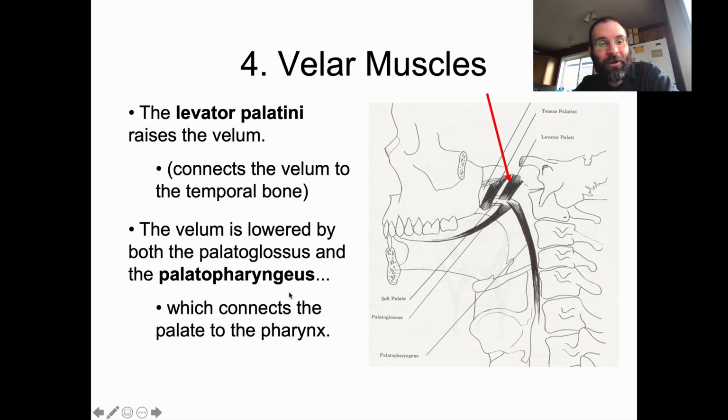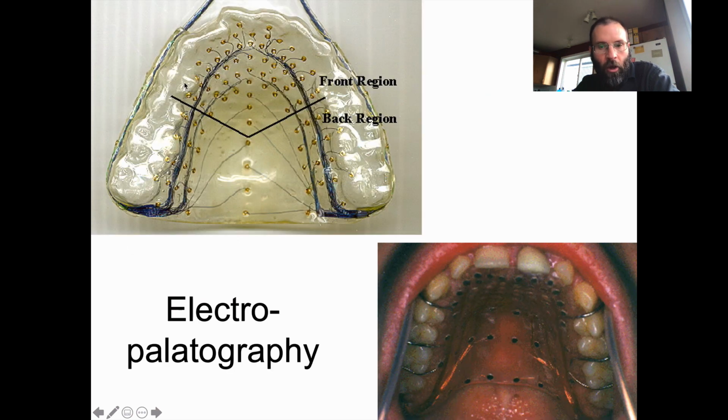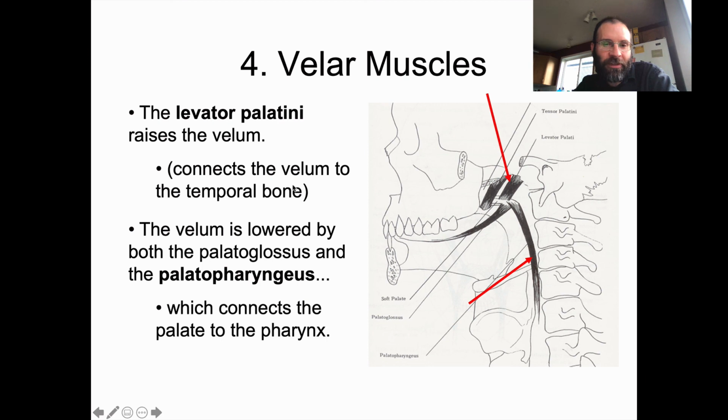And the velum is lowered by both the palatoglossus, the connection between the palate and the tongue, and the palatopharyngeus, which is a longer muscle which goes between the pharynx down here and the palate here. So you can see, hopefully, if you contract that, it's going to lower the velum as well and allow air to flow through your nose. So you can produce nasal sounds. Okay. I'm going to skip the palatography slides there at the tail end and just say that's it for our tour of the muscles of the vocal tract.